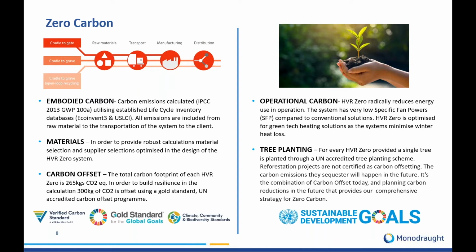And that led us to narrowing the number of materials we used in our product, and I'll go on to that section later. But in the end process, we've utilised life cycle inventory databases to assess the actual embodied carbon of our system, to 265 kilograms. We've rounded that up to 300 kilograms of CO2, and then we are using a gold standard UN accredited carbon offset program to offset that embodied carbon.